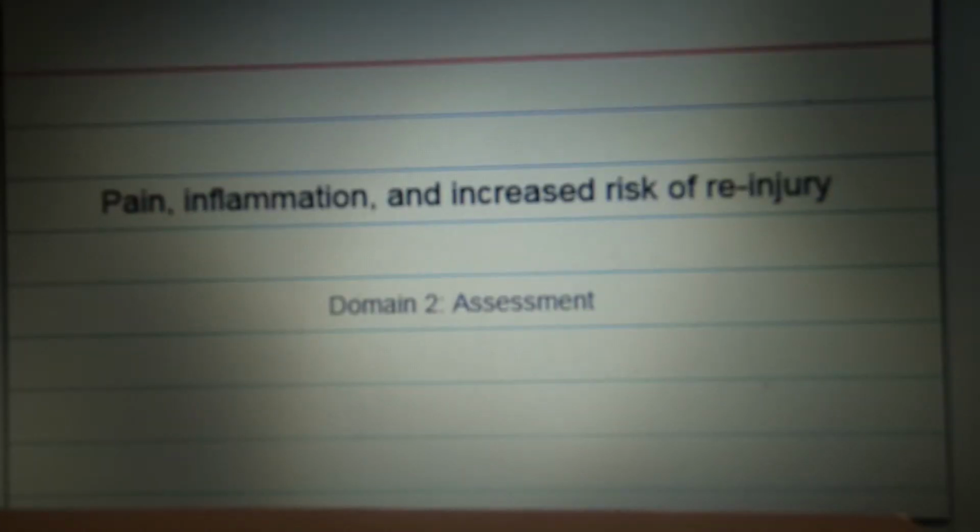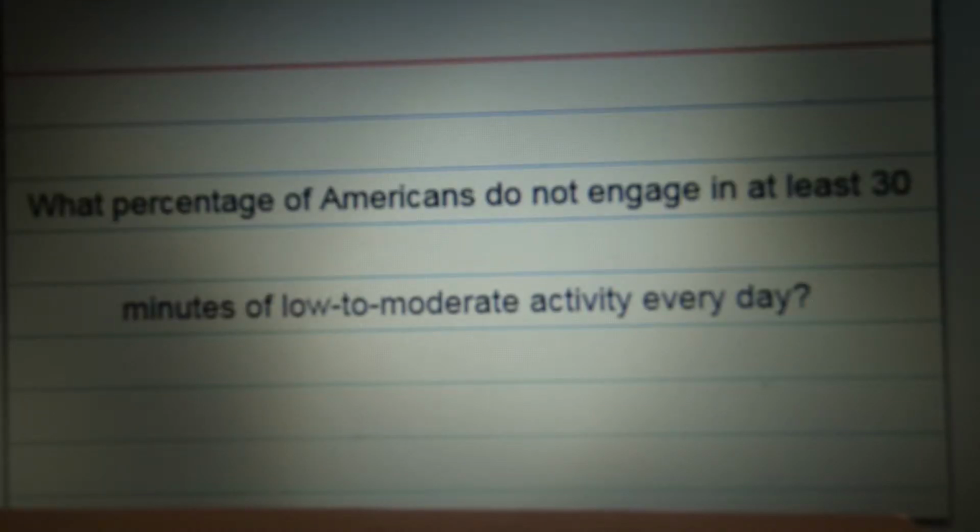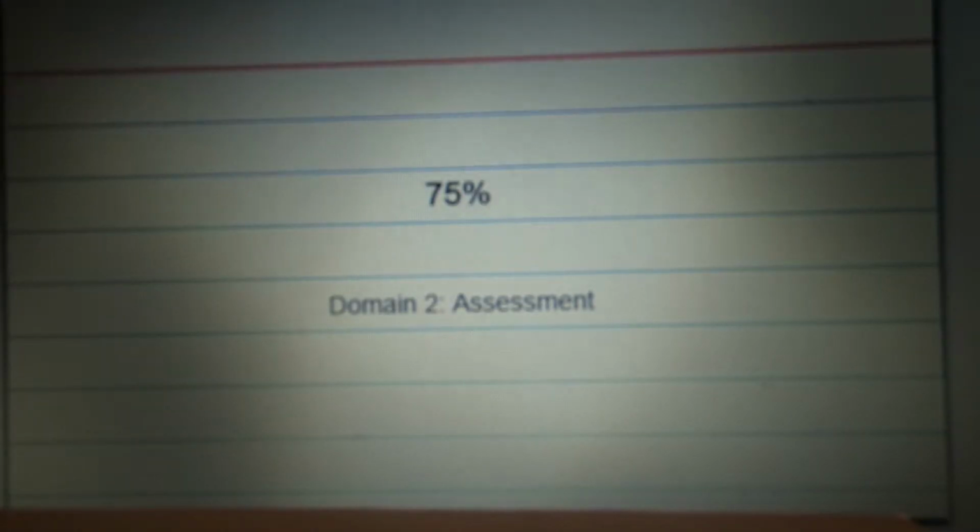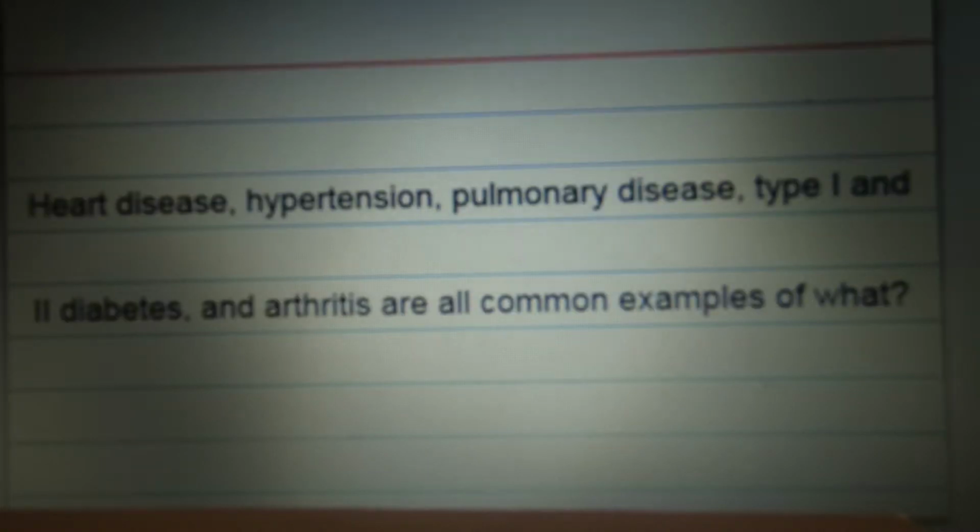What can be caused by injuries or past surgery if not properly rehabilitated? Pain, inflammation, and increased risk of re-injury. What percentage of Americans do not engage in at least 30 minutes of low to moderate activity every day? 75%. Heart disease, hypertension, pulmonary disease, type 1 and type 2 diabetes, and arthritis are all common examples of what?